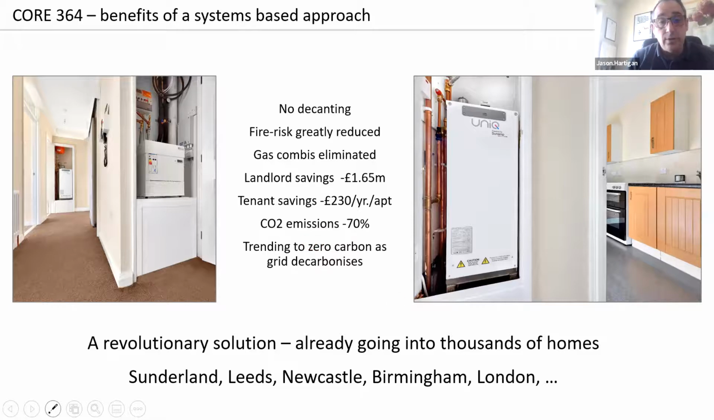So that proof of concept has now snowballed. We've got 2 tower blocks we're doing at the moment in Newcastle. We've got about 10 blocks we're doing in Leeds, and in various cities around the country. London's the next big spot where we're doing quite a lot of the tower blocks, etc.